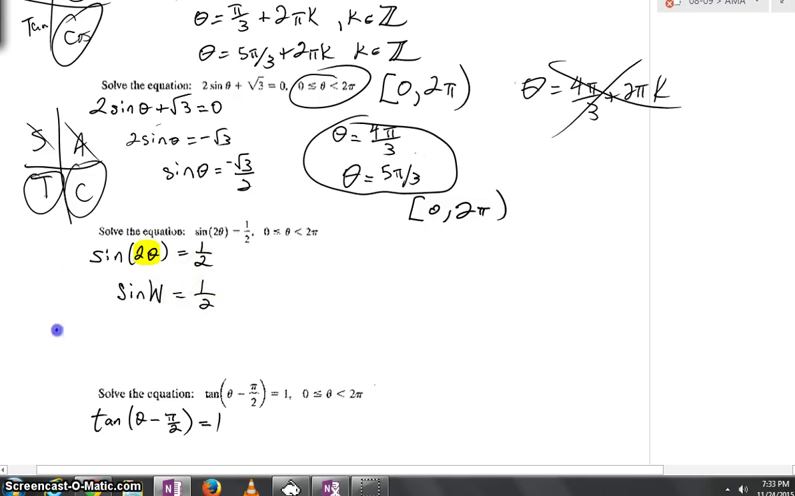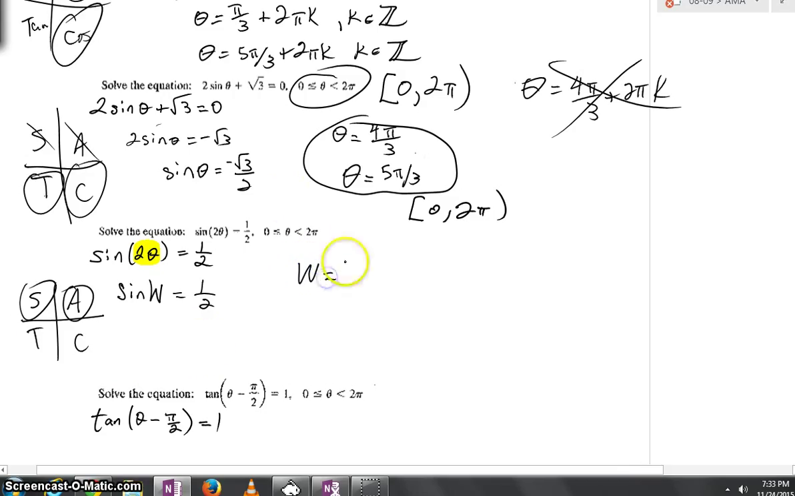Now, sine is going to have a positive value, and I think it's pretty evident, I hope, that we will have 2 quadrants that we are really looking for. A, all students in the first quadrant. S, the sine, is in the second. We'll need a reference angle, of course, of pi over 6.